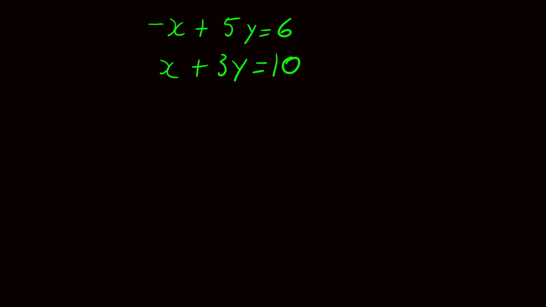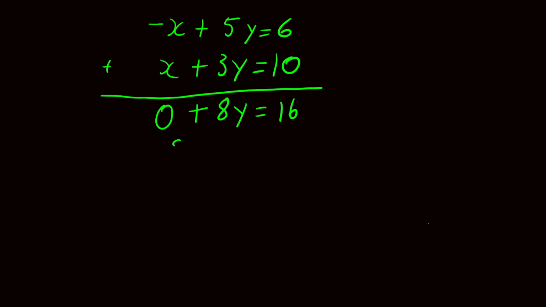Okay, so let's start with this question. I'll let you guys solve it. Pause it if you need some time. It's very similar to the other one. Again, we just add down. So negative x plus x is 0. Plus 5y plus 3y is 8y. 6 plus 10 is 16. So we get 8y equals 16.